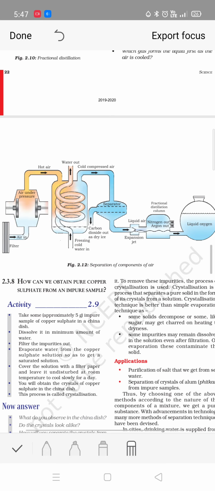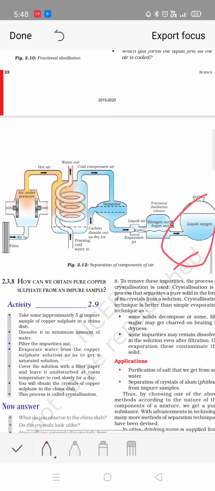There is a difference in the state. Now one expansion jet is connected. When you pass the liquid air through this expansion jet, next is the fractional distillation column. In the fractional distillation column, at different heights you separate the different gases, like nitrogen will get out and argon also gets out. Now in the last only liquid oxygen is left.